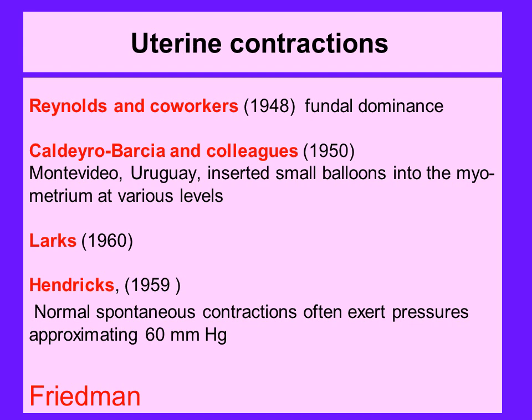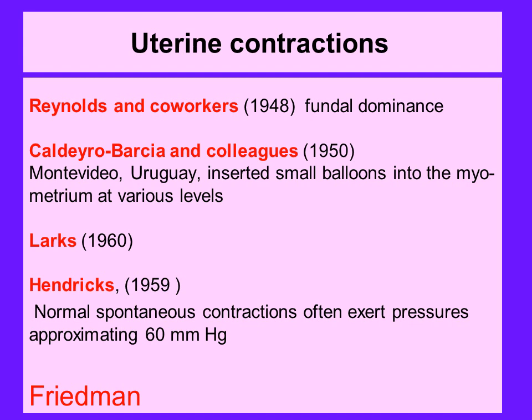When you speak about uterine contractions, one has to note the work of Reynolds and co-workers in 1948, who emphasized that uterine contractions of normal labor are characterized by a gradient of myometrial activity. These forces are greatest and last longer at the fundus, considered fundal dominance, and they diminish toward the cervix.